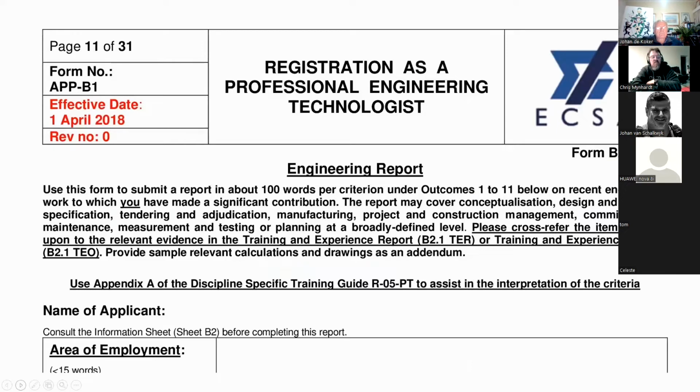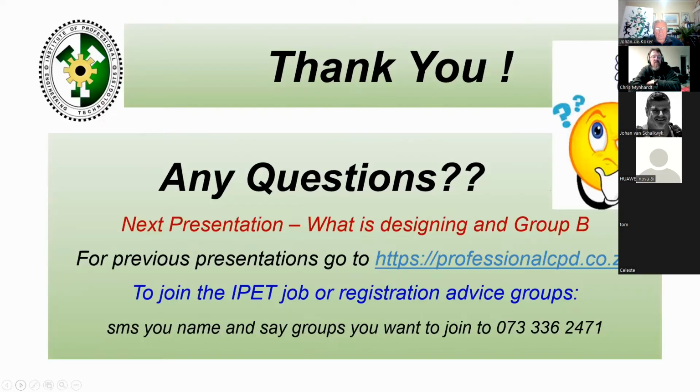And I think we've got, this is your engineering report, how it looks. And that's form B2.3 ER, and that's the top part of it. So this is one of your critical documents that you will have to do. Okay, next slide, Johan.